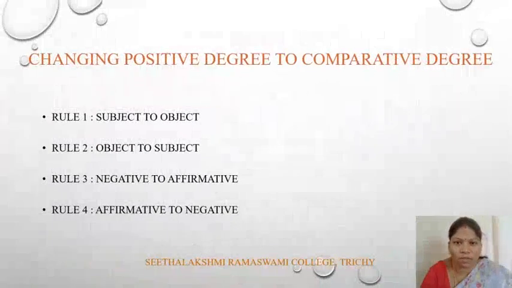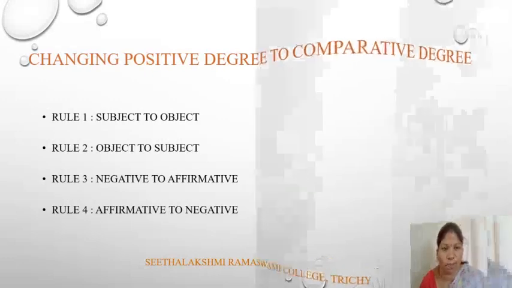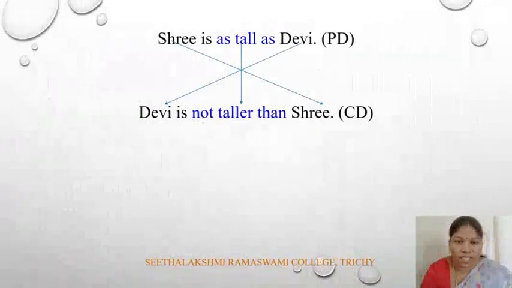We have to follow some rules to change the positive degree to comparative degree. They are as follows. Rule number 1, subject to object. Rule number 2, object to subject. Rule number 3, negative to affirmative, that is positive. Then rule number 4, affirmative to negative. Here is an example. Shri is as tall as Devi. Shri is tall like Devi, so both of them are tall.